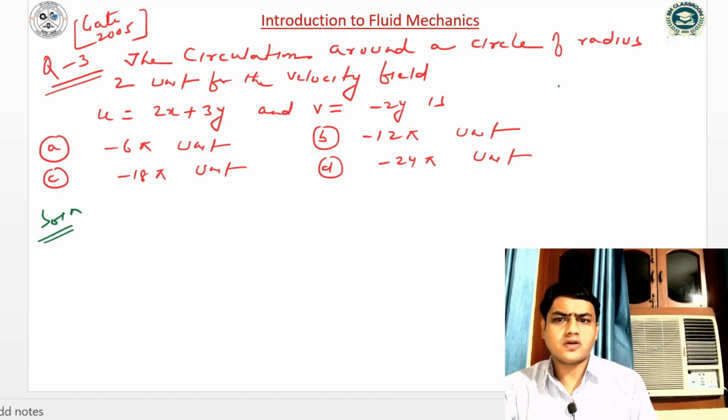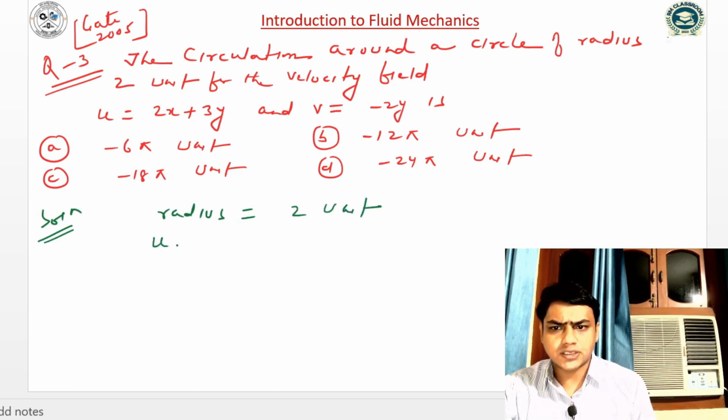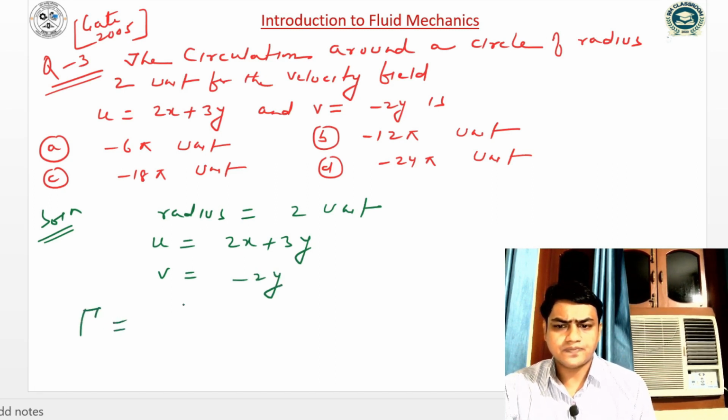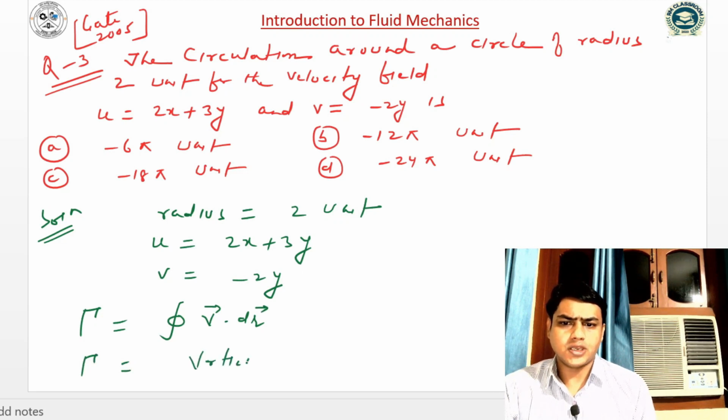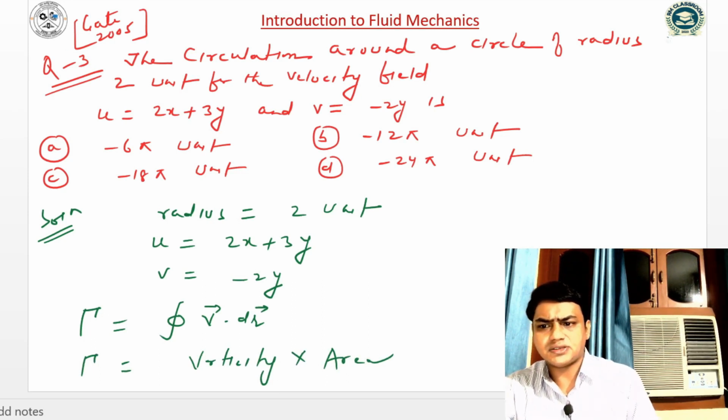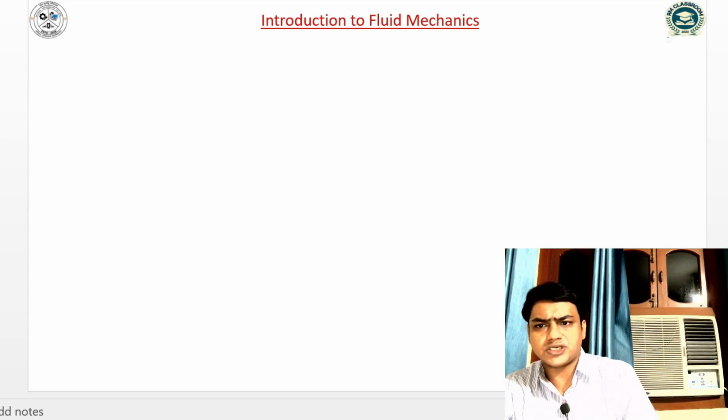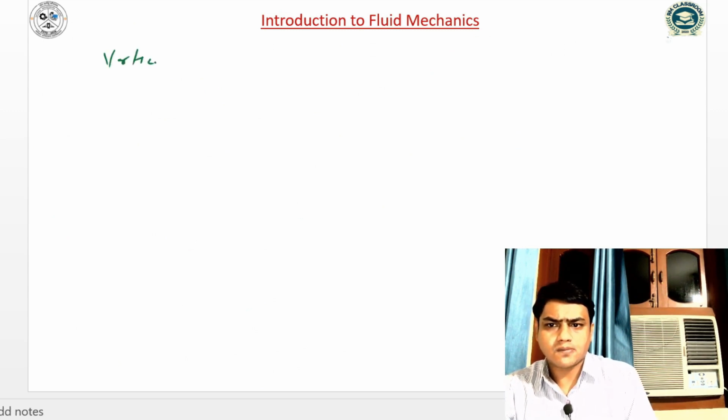The circulation around a circle of radius 2. So a closed loop circle having the radius 2 unit, and velocity field is given, that is u is equal to 2x plus 3y, and velocity component v is minus 2y. We have discussed the circulation is the line integral of velocity vector along the closed loop, v dot dr, or we have also discussed circulation is equal to vorticity into area, and because we have two-dimensional flow, vorticity can be written as 2 into omega z.